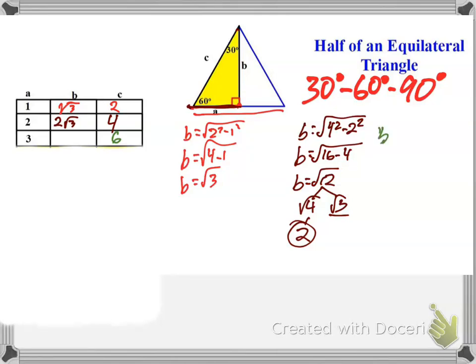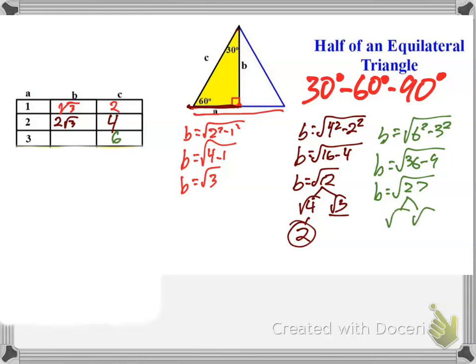So B is equal to the square root of 6 squared minus 3 squared. So B is equal to the square root of 36 minus 9. Let's see, that would be 27. Let's factor that, see if we can simplify. 27 is divisible by 9. 9 times 3. So we have square root of 9, which is 3, out from under the square root. Square root of 3 is prime, it's done. So I have 3 square roots of 3.